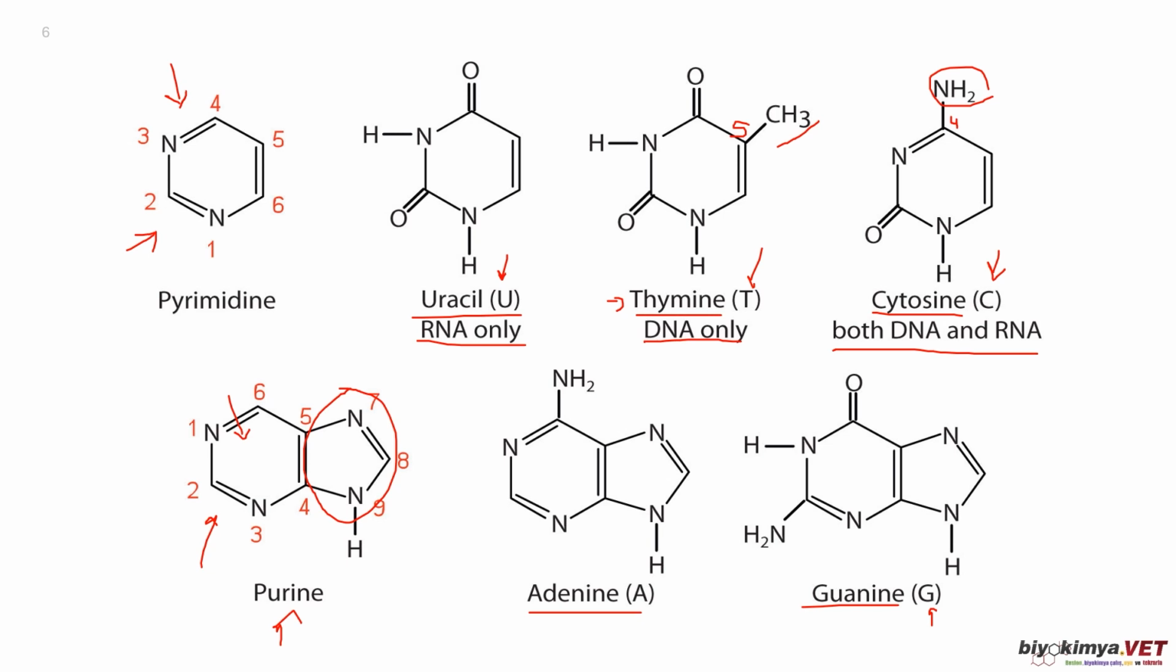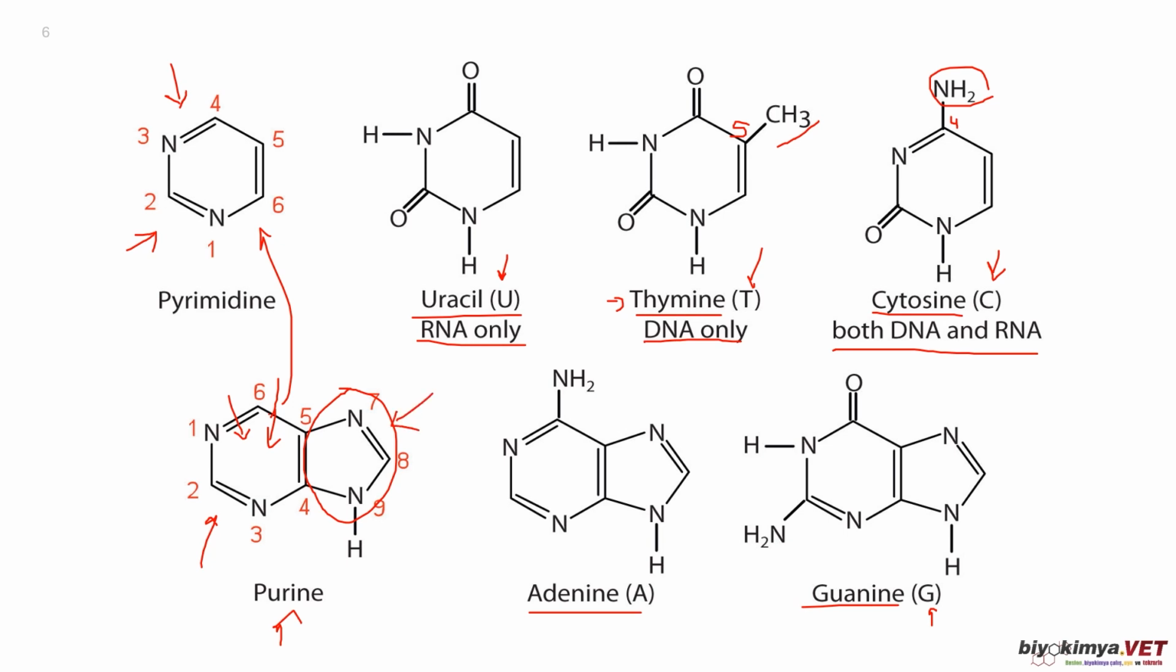What about the purines? The main difference between adenine and guanine is that adenine contains an amino group on carbon 6 and an additional double bond between the first nitrogen and the carbon 6 in the pyrimidine ring. We also call it the pyrimidine ring because it's the same as in the pyrimidine. The difference is that they carry a fused imidazole ring.